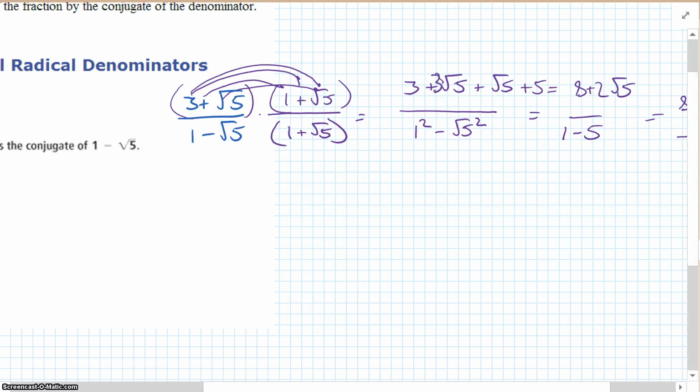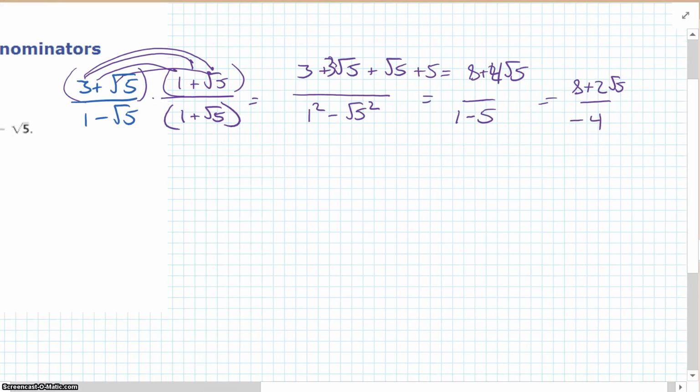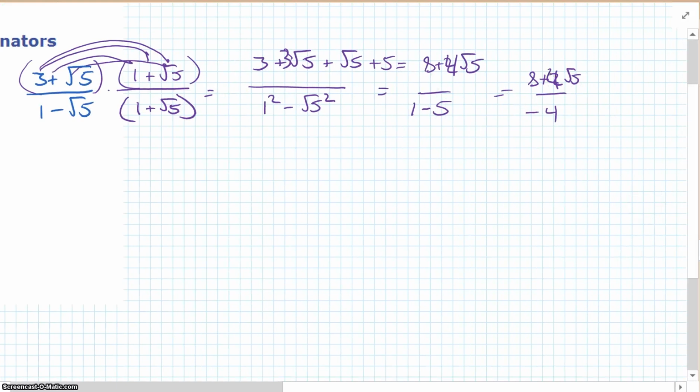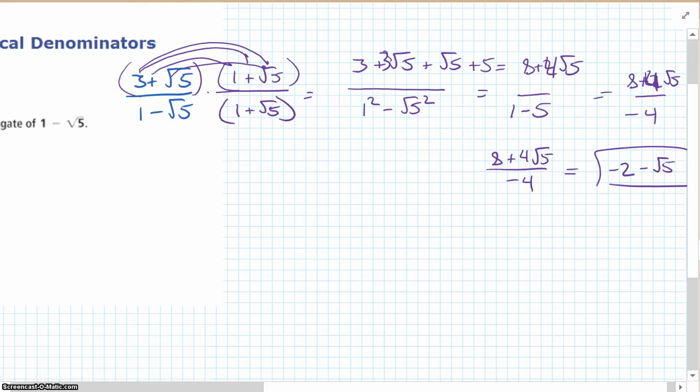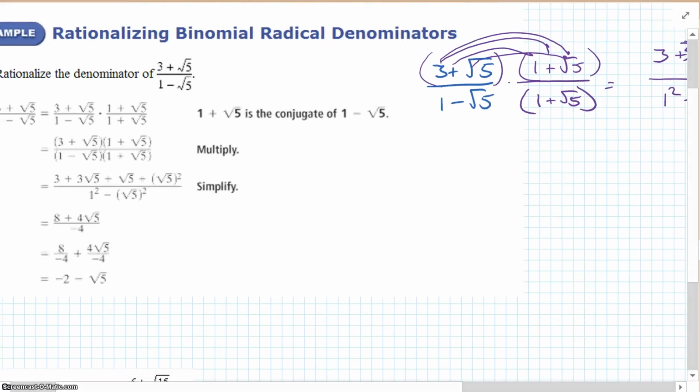Actually, that's a 3 there. My fault. That should be a 4. Alright. So it's going to be 8 plus 4 square root of 5. So I got 8 plus 4 square root of 5 all over negative 4. So I can simplify that to negative 2 minus the square root of 5. Okay. Negative 2 minus square root of 5.